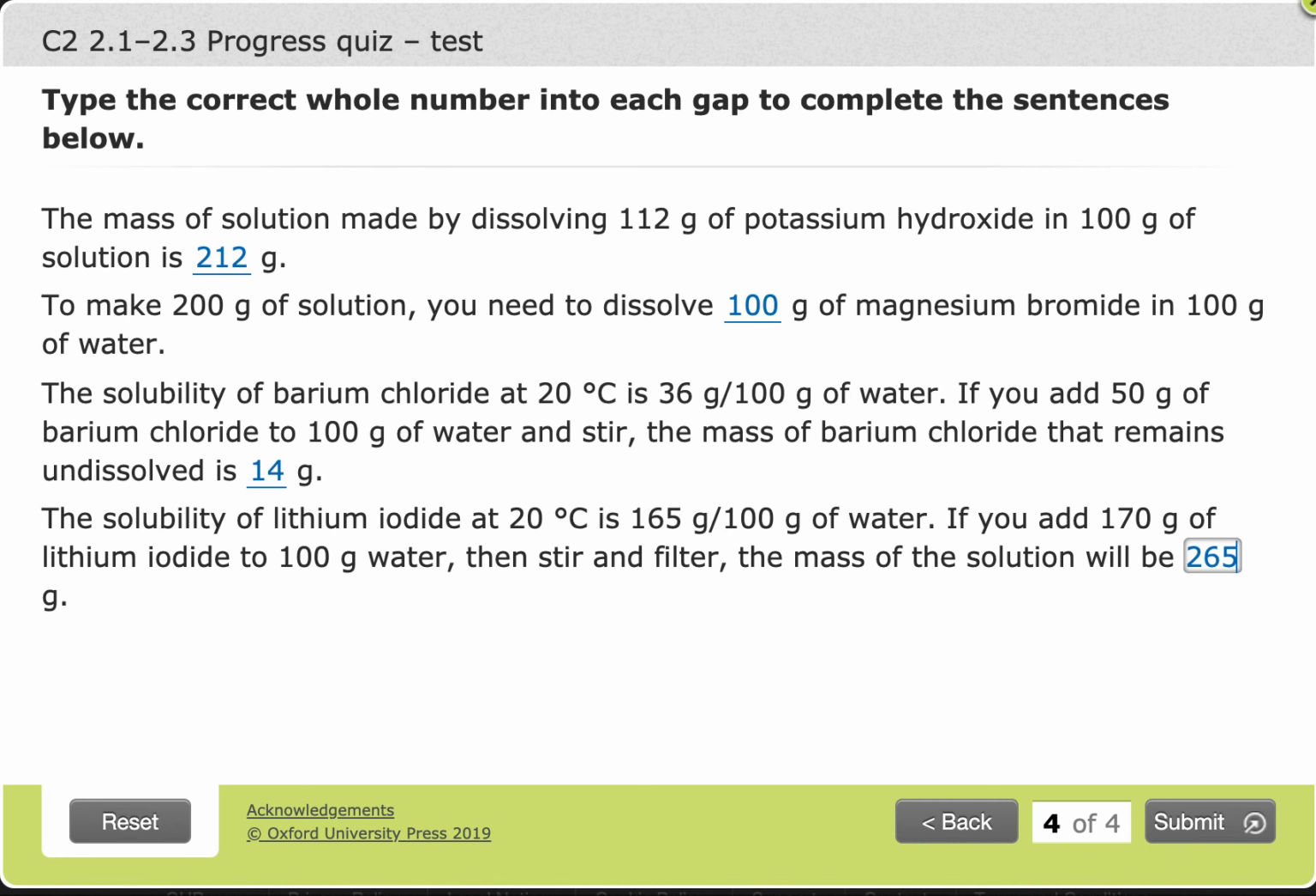Please have a look at your answers, check them compared to mine, and then move on to the next progress quiz.